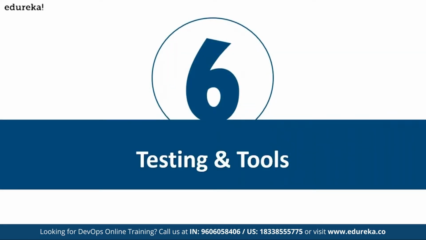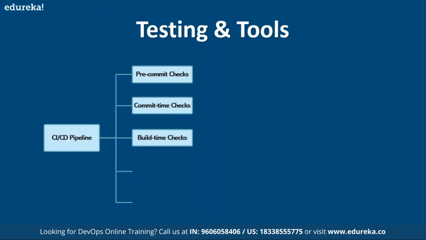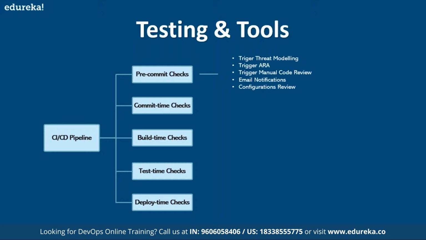Now, what are the testing and tools used for DevSecOps? For the CI/CD pipeline, the testing is pre-commit checks, commit time checks, build time checks, test time checks, and deploy time checks. During all these checks, there are certain things which we need to look into. What are those? For example, for the pre-commit checks, we need to look at the trigger threat modeling, the trigger ARA, the trigger manual code review, email notifications, and configuration review. All these things will be taken care of when you are doing DevSecOps.